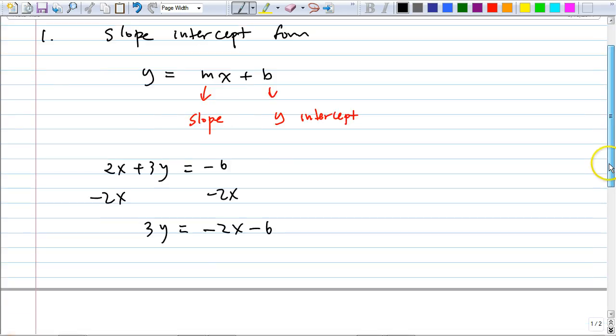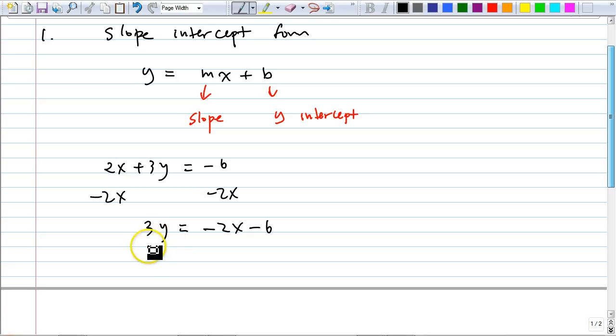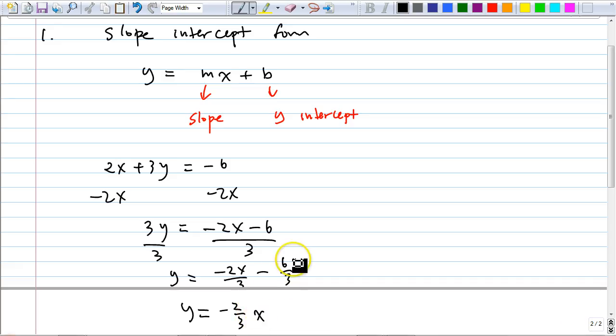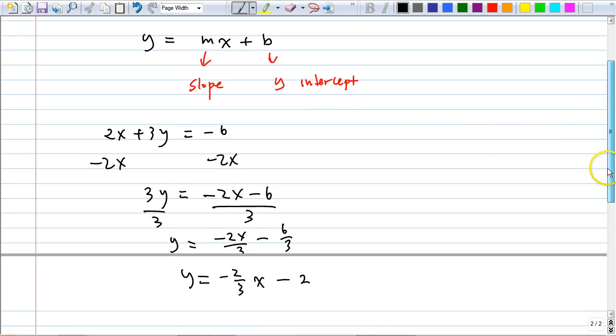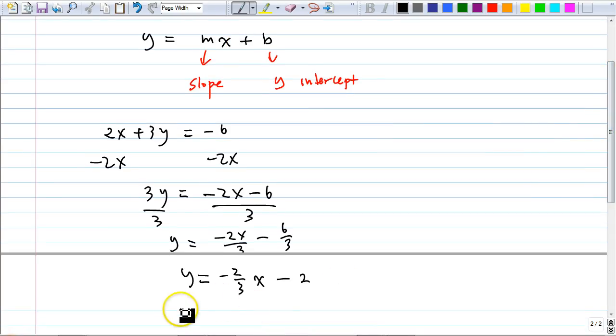So then what we do is, still we do not have y by itself, so we divide the whole right side by 3, so we get y equals negative 2x over 3 minus 6 over 3. You gotta divide 3 to each of those terms. So you get negative 2 over 3x minus 6 over 3, which is negative 2. Now notice I have subtraction in the middle for this form, so is there a way to write this as an addition? The answer is yes. We can write this as y equals negative 2 over 3x plus negative 2.